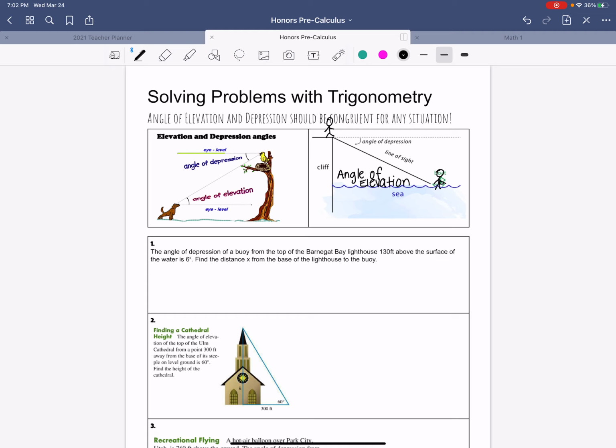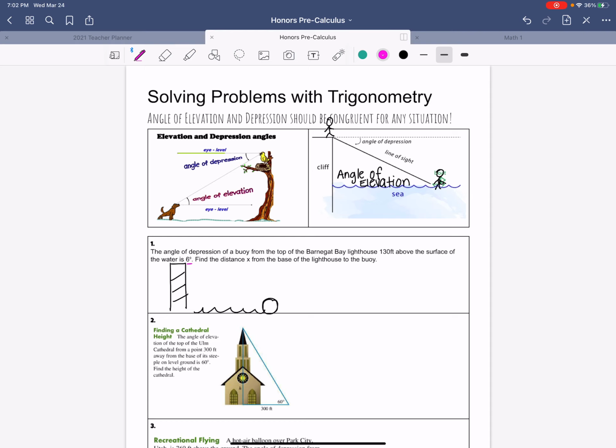So when we look at this first word problem, it says you have an angle of depression of a buoy from the top of the something bay lighthouse. I'm not going to try to pronounce that. 130 feet above the surface of the water. So we have a lighthouse, okay? I don't know what my lighthouse looks like, but we have a lighthouse, and then we have some water. I always like to draw a picture, and then I have a buoy in the water. Now, it says that it has an angle of depression. A lot of students just think, oh, I'm going to make this line, and here's my angle of depression. That does not have a line of sight. That cannot be your angle of depression.